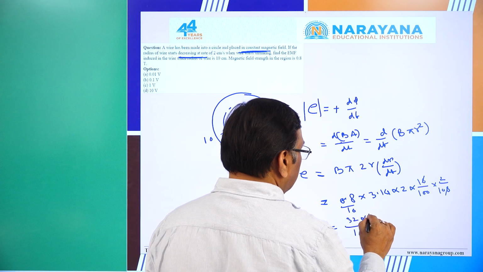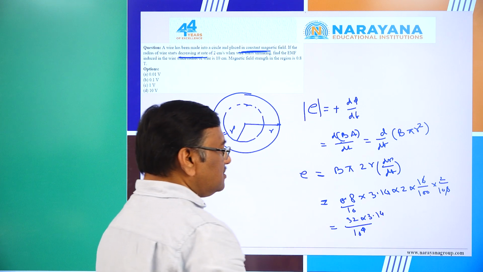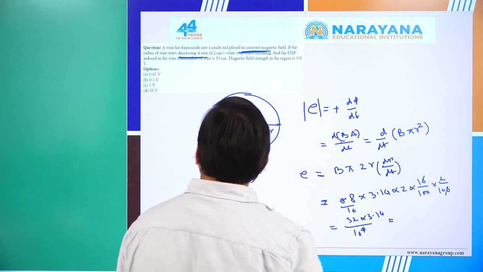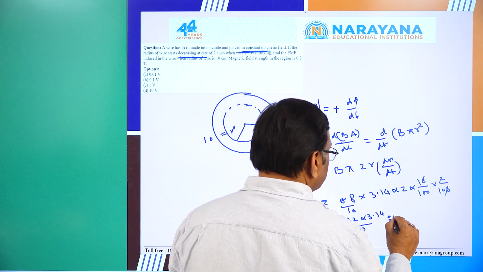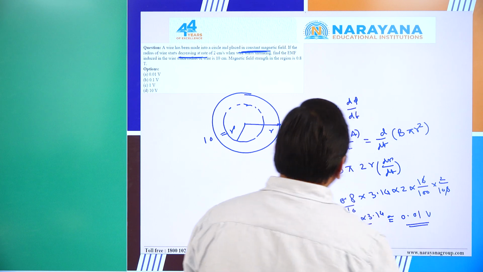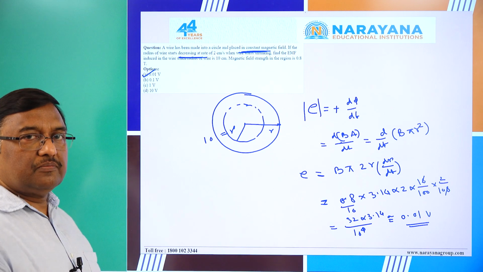32 into 3.14. If it is 33, it is nearly 100. So what you are writing? 100 divided by 10 to the power 4. That means approximately it should be 0.01 volt. That means yes, A should be the right answer for this question.